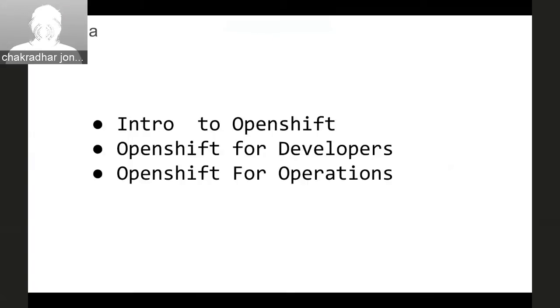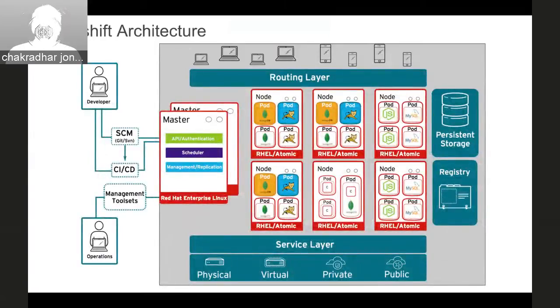Let's directly jump into how to set up OpenShift and also some of the developer and operations perspective of OpenShift. So quickly, let me go over the OpenShift architecture. You can run OpenShift on any physical or virtual, private or public infrastructure. And you basically have your nodes and masters. Nodes run your Docker containers and host your applications, and the master takes care of the health of these containers and also the scheduling of these containers on those nodes.